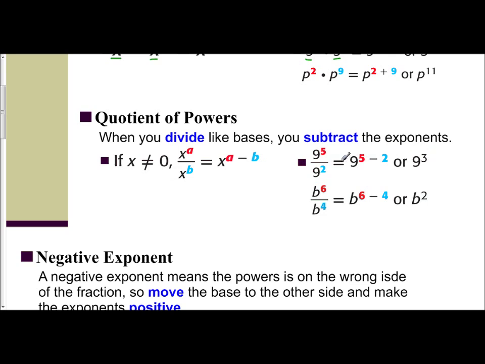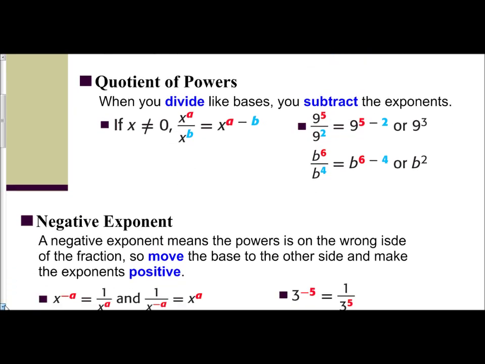And you can go through the proof of this: it means you have 5 9s being multiplied on top and 2 9s in the bottom. And so the 2 on the bottom would cancel with 2 on the top, which is subtracting, and give you 3 left on the top. So if I have b to the 6th over b to the 4th, it's 6 minus 4, b to the 2nd power. So those are our product rule and our quotient rule.